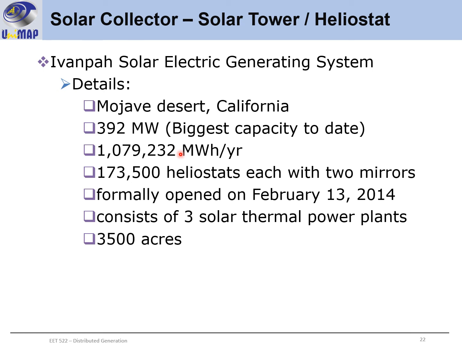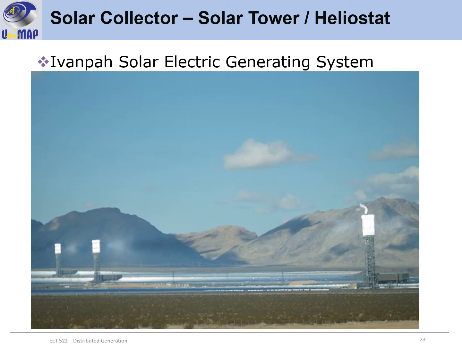So this is the biggest capacity to date, and it utilized 173,500 heliostat. Okay, and it was formally opened in 2014, and it consists of 3 solar thermal power plants. So in this big power plant, it has 3 smaller solar thermal power plants, and it covers the area of 3,500 acres. So when I mentioned previously that it has 3 power plants, it means that it has 3 solar towers here, in Ivanpah.